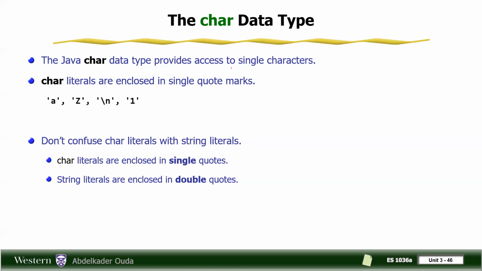The character data type, the Java char, which we call the character data type, provides access to a single character. Character literals are enclosed in single quote marks, not double quotes. Double quotes are for strings, which are sequences of characters. So we can have a small, Z capital, \n, number 1. Don't confuse a character literal with a string literal. Character literals are enclosed in single quotes. String literals are enclosed in double quotes. Clear?